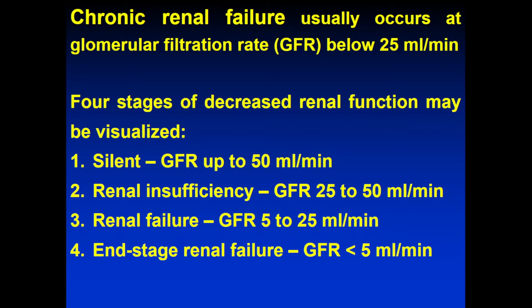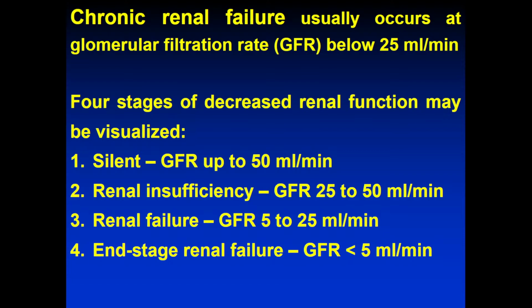So we can propose many classifications of chronic renal failure, but in general it divides into groups: before dialysis and when dialysis is indicated. So the general criterion for chronic renal failure is a glomerular filtration rate below 25 milliliters per minute.